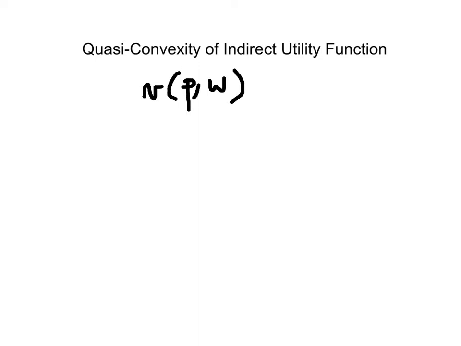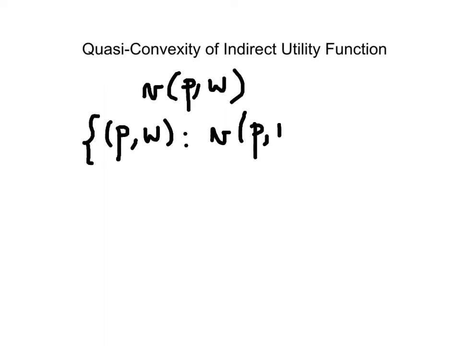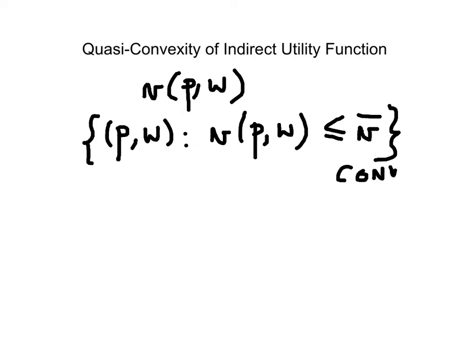One property that interests me here is that it's also quasi-convex. So what does quasi-convexity mean? It means that the lower contour set, i.e. all P, W pairs which are such that the maximum utility available given P and W is less than or equal to some level, V bar, that set must be convex. That's what we're trying to establish. That's the definition of quasi-convexity of a function.